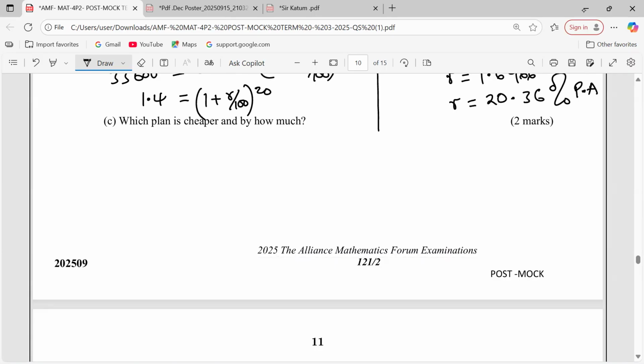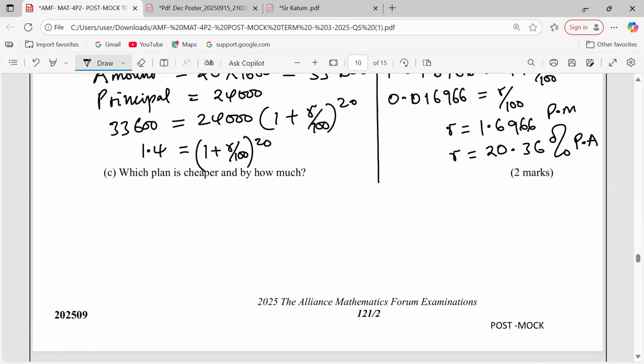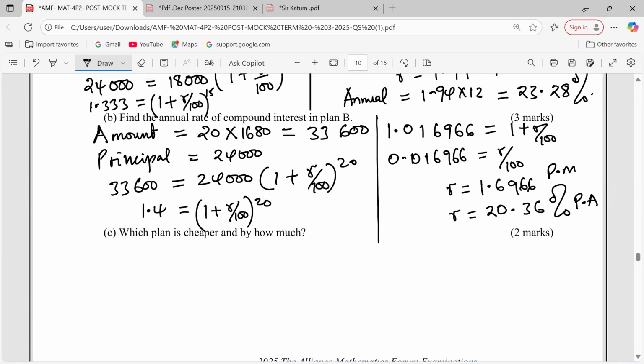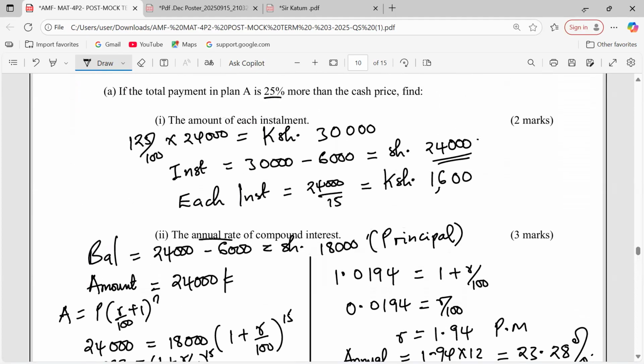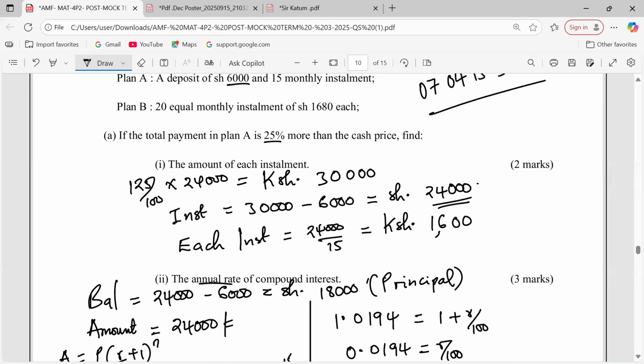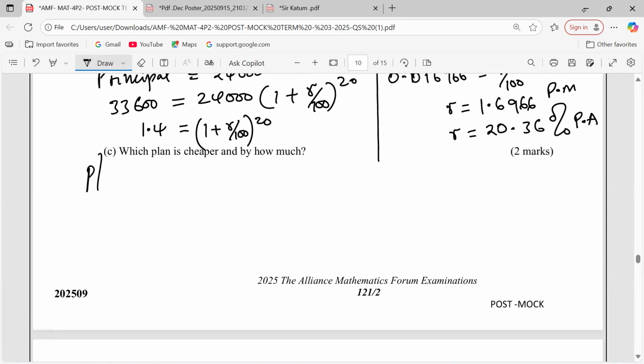And finally, looking at part C of this question, which plan is cheaper and by how much? Now, you can see that in Plan B, at the end of the day, we are paying 33,600. But in Plan A, the total payment shall be 30,000. Therefore, Plan A is cheaper.